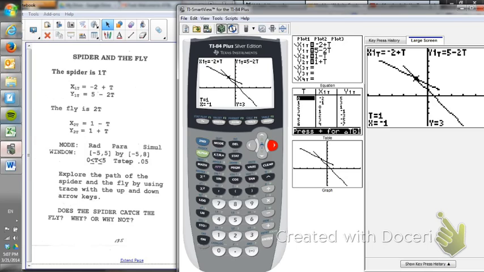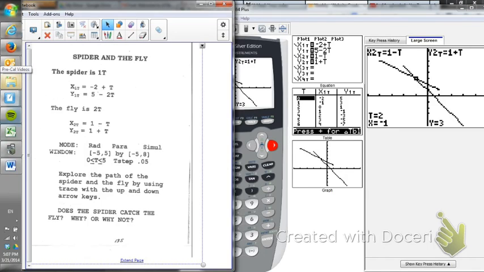My one equation is there when t equals 1. Now if I switch to my other equation at t equals 1, I'm at a completely different location. I'm at 0, 2. I don't get to that intersection until t equals 2. So you can see from tracing as well that those two are not in the same place at the same time.